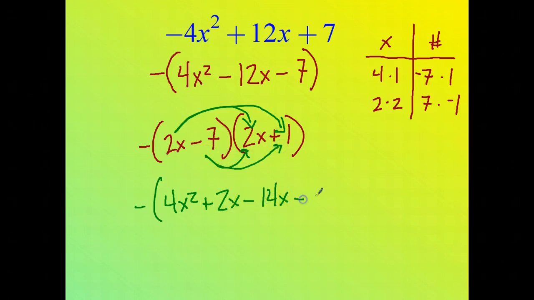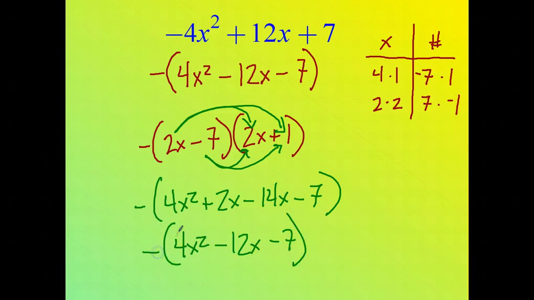-7 times 1 is going to be -7. All together, we got 4x squared minus 12x minus 7, this whole thing negative. And if I distribute that out, I'm going to end up with that. All right, well, I hope you have a little bit of an idea here how to do it.